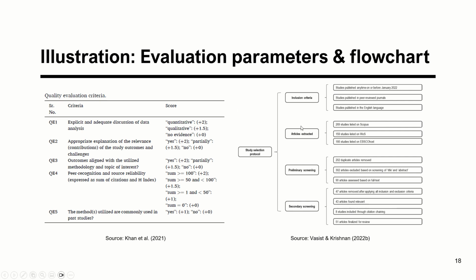Now, a step-by-step process, right? So what did we include? What articles were extracted? How was the preliminary screening done? How many were excluded? And a secondary screening as well.